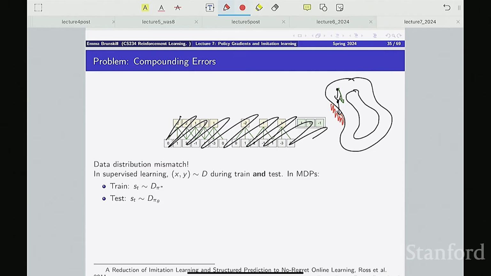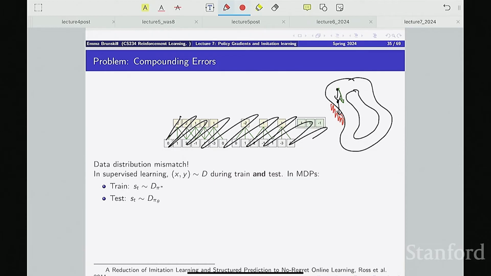And so what you can see in this case is that if you make small mistakes early on, those can compound and get you into parts of the state space where you have even less coverage, and you generally have even less accuracy. And so in general, you can actually do much worse. And this is because you have a data distribution mismatch. If the policy that you compute gives you a different distribution between train and test, then you don't necessarily have the same guarantees.